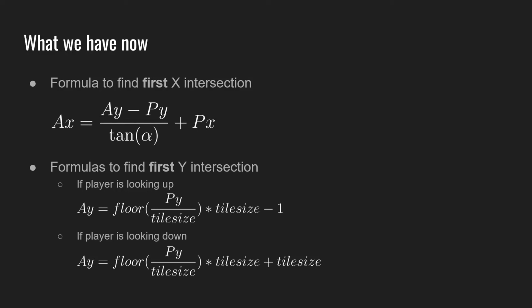Well, let's summarize what we have now. First, we have a formula to find the X position of the first intersection point, and we also have two possible formulas that we can use to find the Y position of the first intersection point, depending on whether the player is looking up or down.